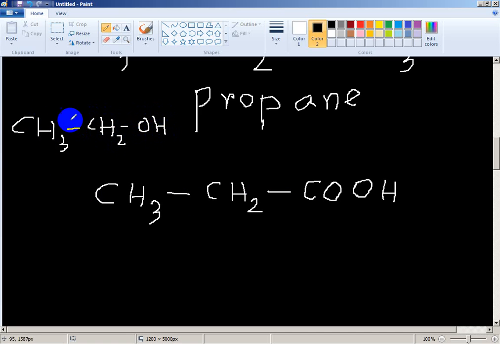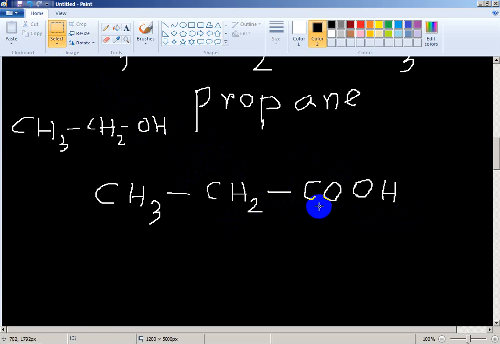Okay, this one is alcohol. Why is this one alcohol? CH3CH2OH, because the functional group is OH. The functional group is the hydroxyl group. Here it is a carboxylic acid because the carboxylic acid group is the functional group. This is the carboxylic group.